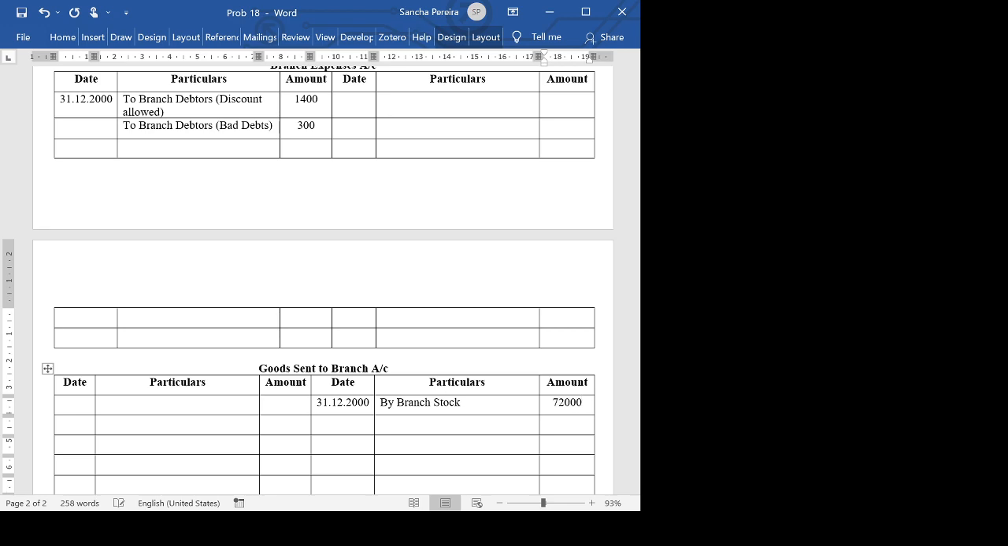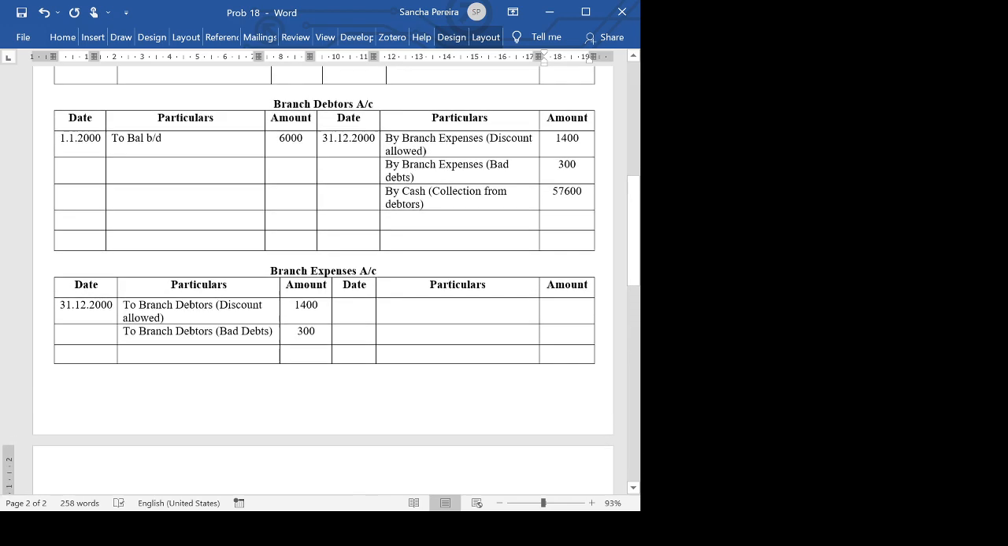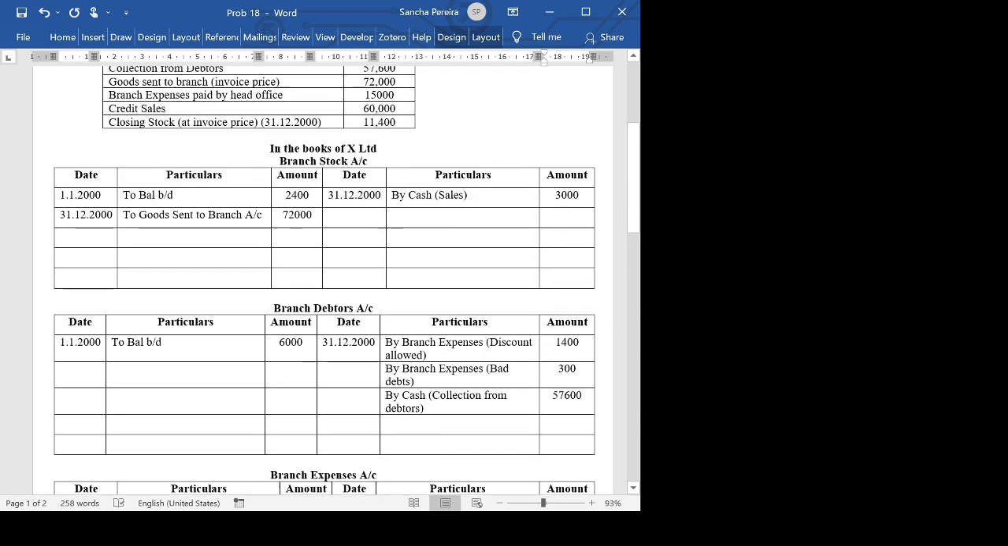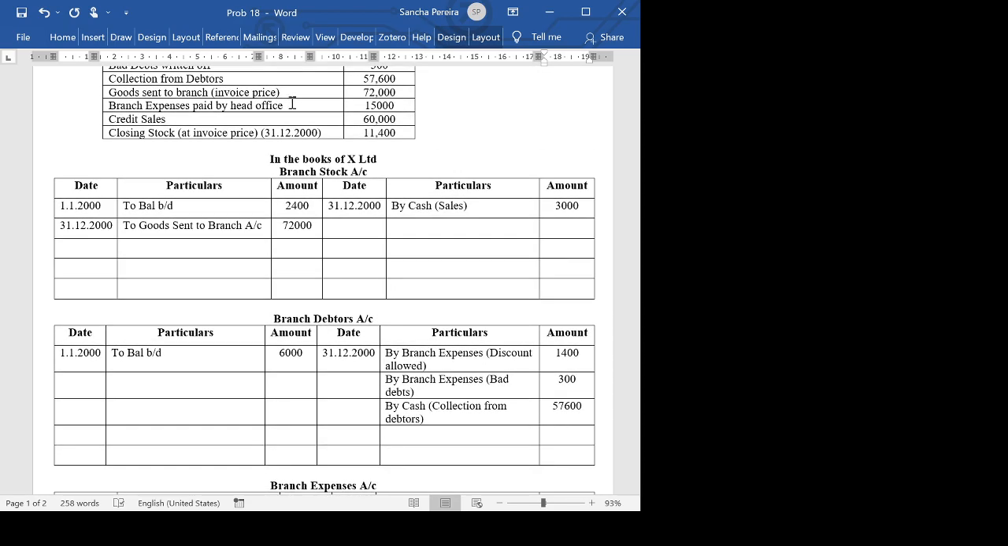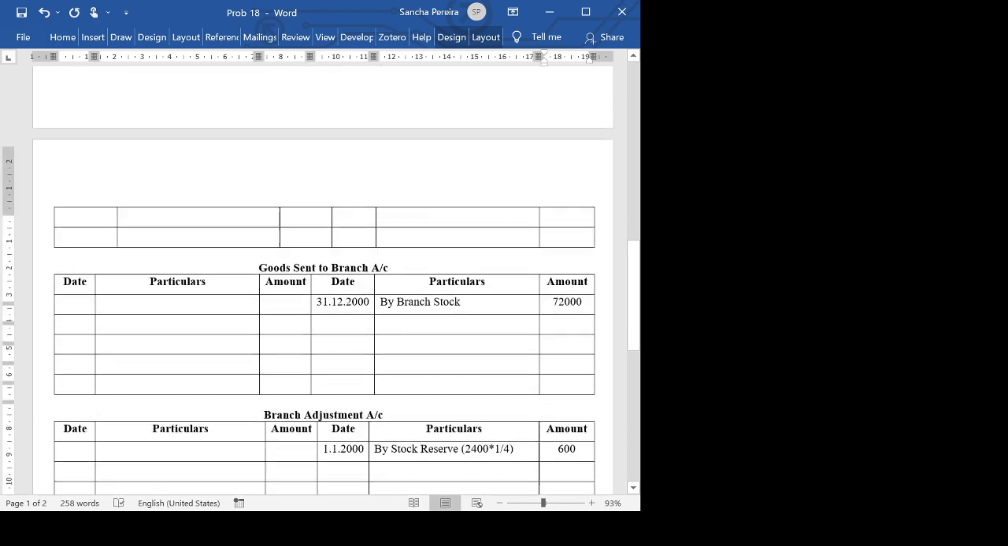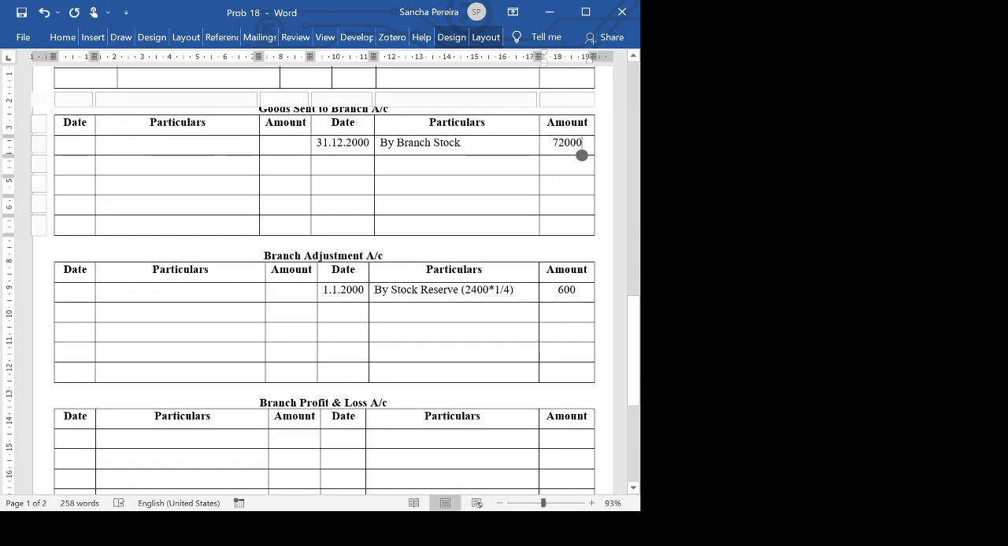Now we are not done with this. What do we have to calculate on this? Yes, we have to calculate the loading. The loading will always come on the credit side, in the branch adjustment account. If you remember how we used to put the loading, we used to say by goods sent to branch itself. We should not say stock reserve. Stock reserve was only for opening stock and closing stock. For all the transfers between head office and branch, even the loading is to come under goods sent to branch.